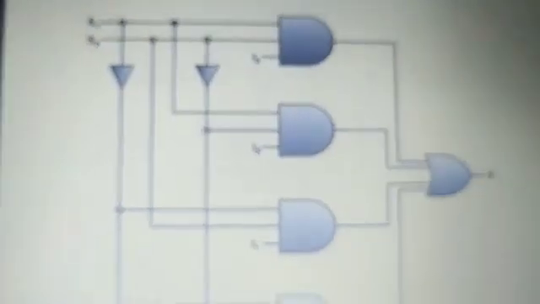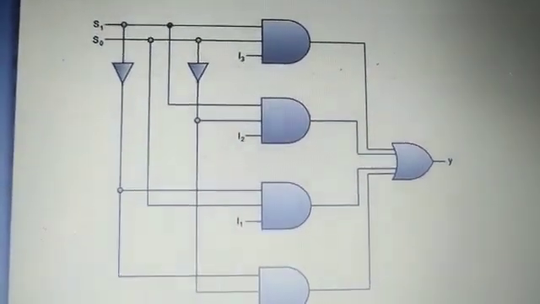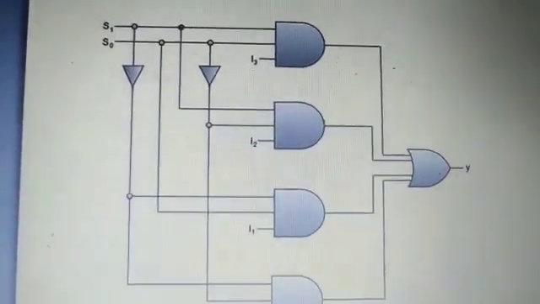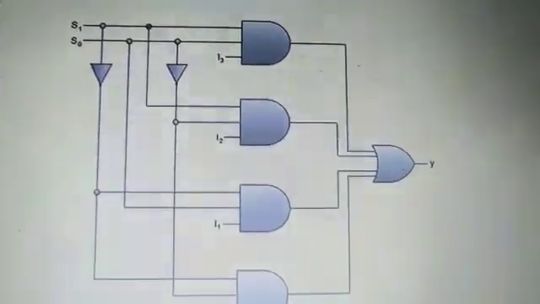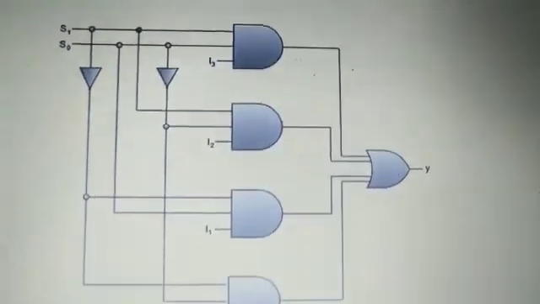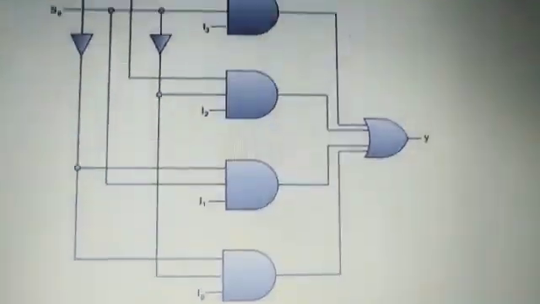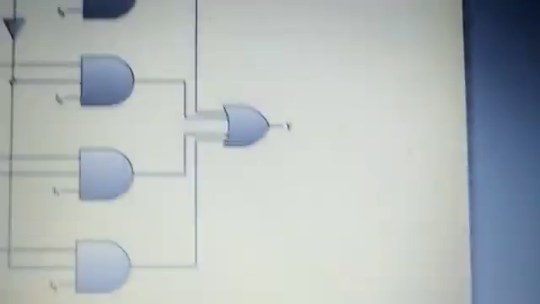Okay, and here in the output screen we have seen that Y equals S0 bar, S1 bar and D0. Both are in multiplication form. So that's why for each expression there are 4 expressions in the output. That's why these 4 AND gates are required. Okay, and one OR gate is required.